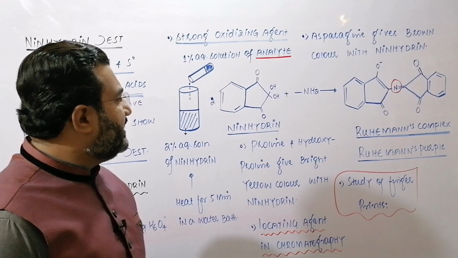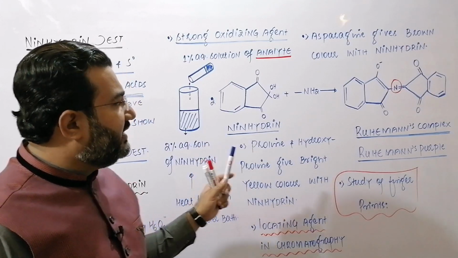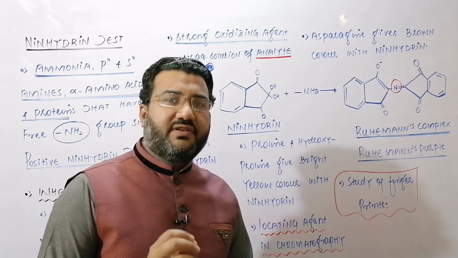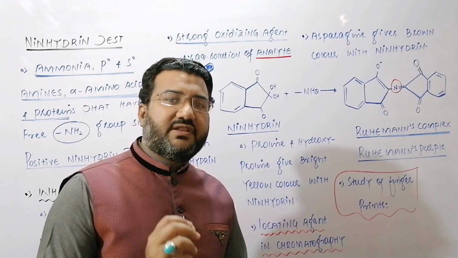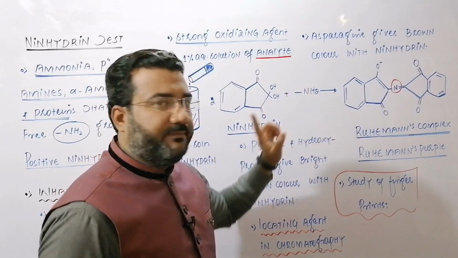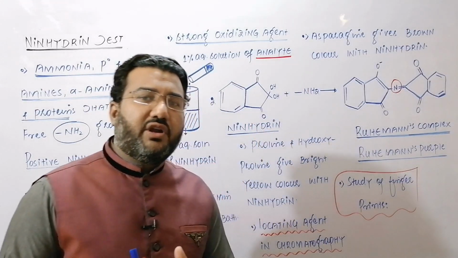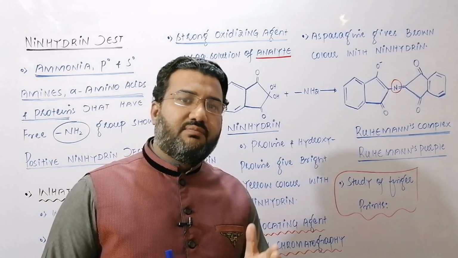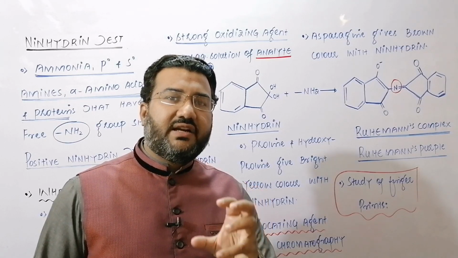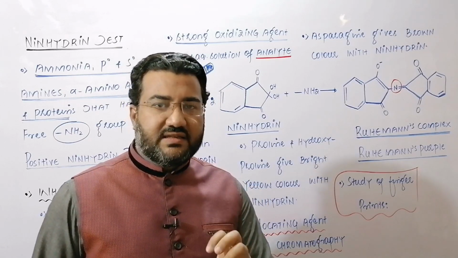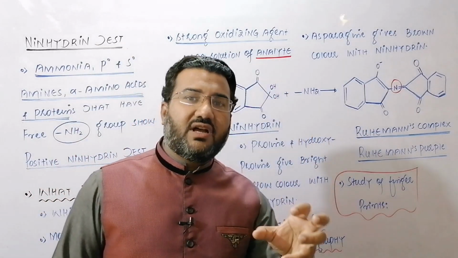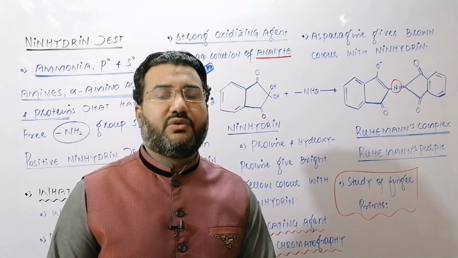Now my dear students, what is the chemistry of the ninhydrin test? Basically, the ninhydrin test is a two-step reaction. In the first step, the ninhydrin reacts with the amino acid or any molecule having the free amino group. And when the ninhydrin molecule reacts with any compound having free amino group, then it causes its oxidative deamination. Means it will cause its oxidation as it is an oxidizing agent, and it will also remove the amine group, NH2 group, from that compound.